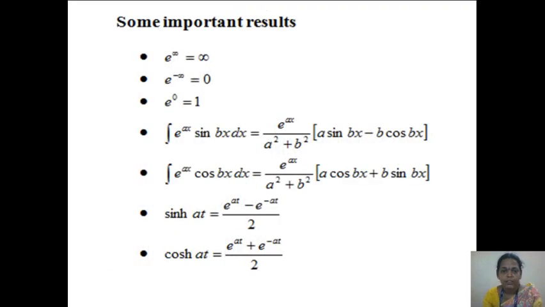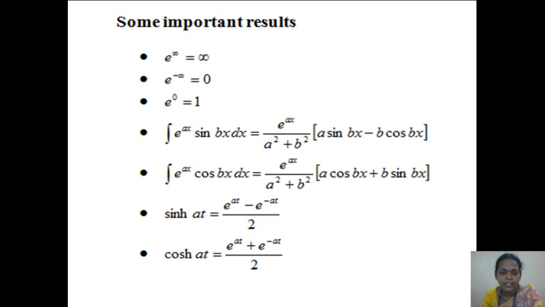Next, to see some important results. So first one, e power infinity is infinity, and then e power minus infinity value is 0 and e power 0 value is 1. So that is, anything power 0 value is also 1.